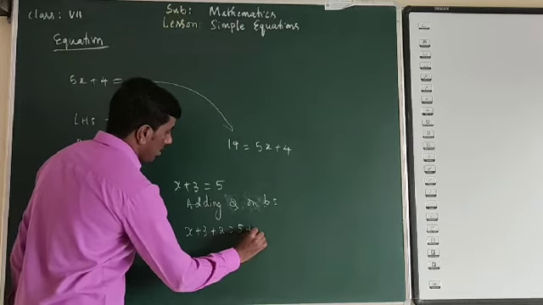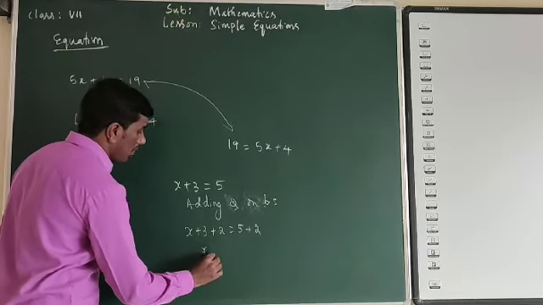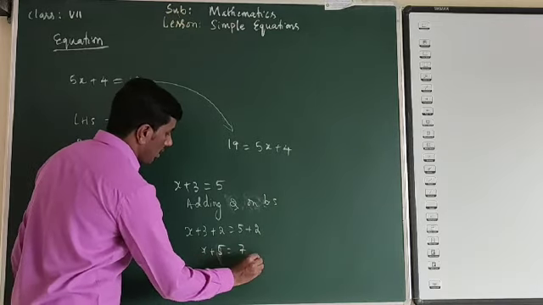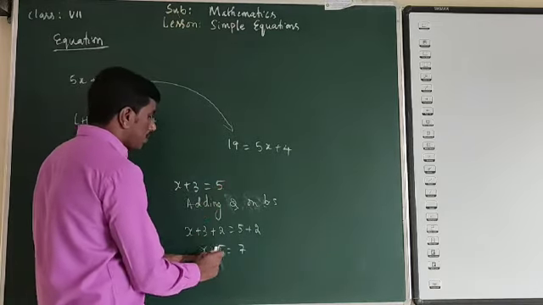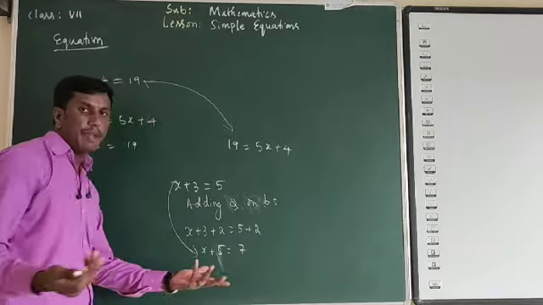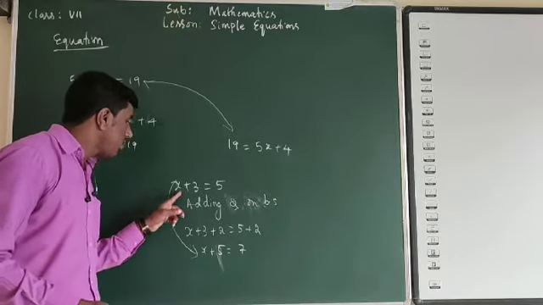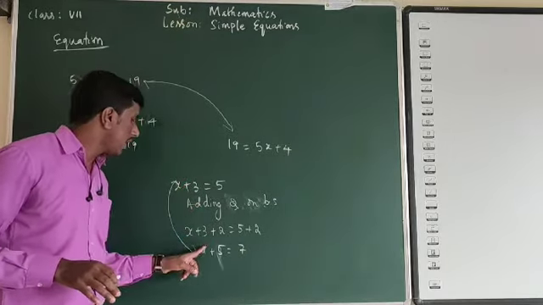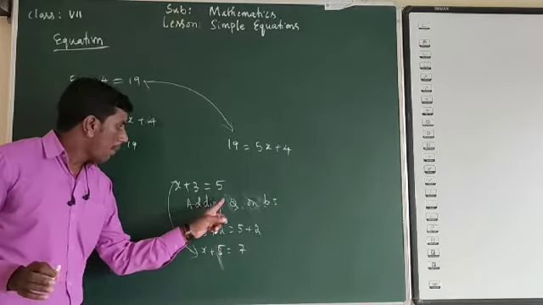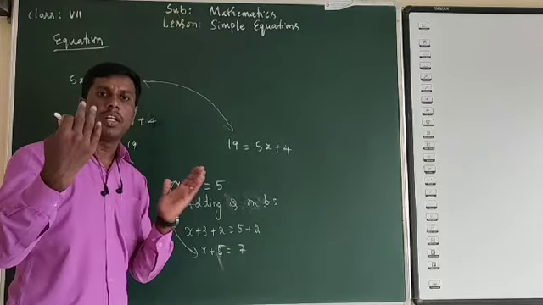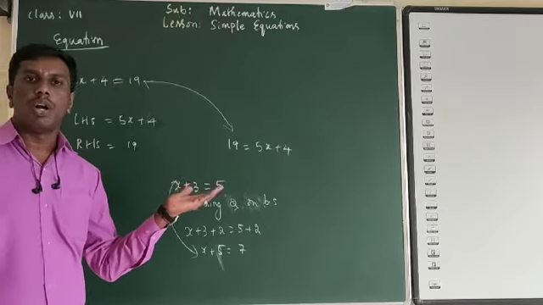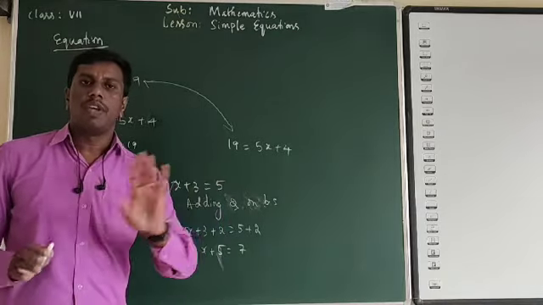Here it is 5 plus 2. This is x, 3 plus 2 will become 5, and 5 plus 2 is 7. So x plus 3 is equal to 5, and x plus 5 is equal to 7. Both represent the same thing. The value of x in these two equations is not going to change, because I am adding 2 to both sides. Adding the same value to both sides of the equation will not affect the value of the variable.